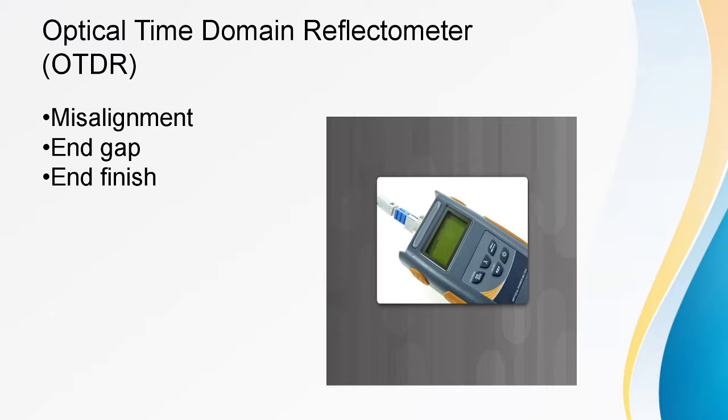OTDR means optical time domain reflectometer. There are three errors that are possible when using it. First, the misalignment, second is the end gap, third is the end finish.